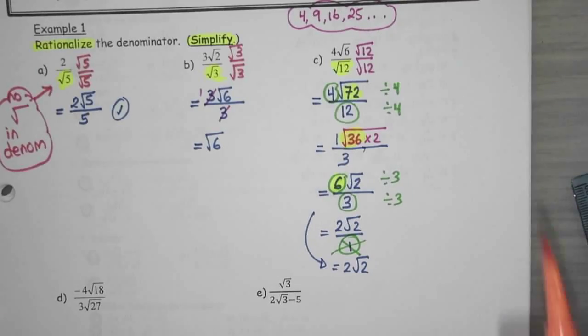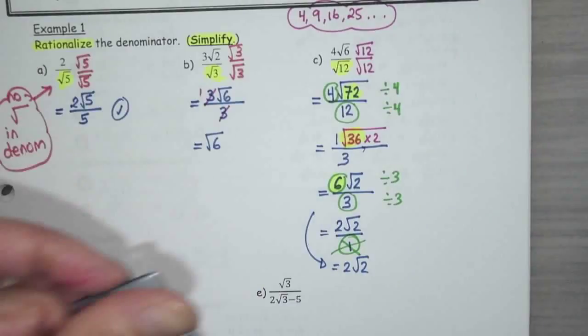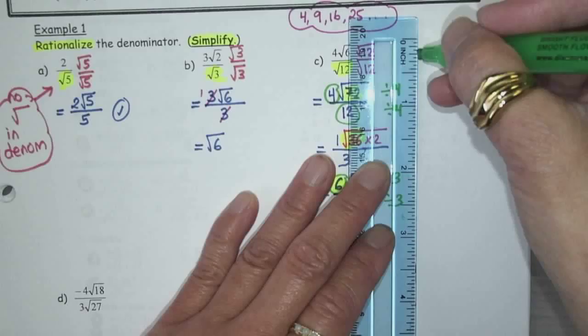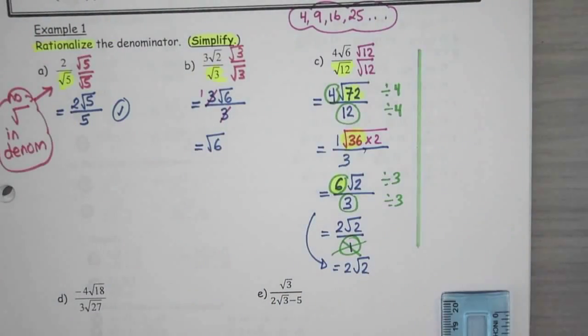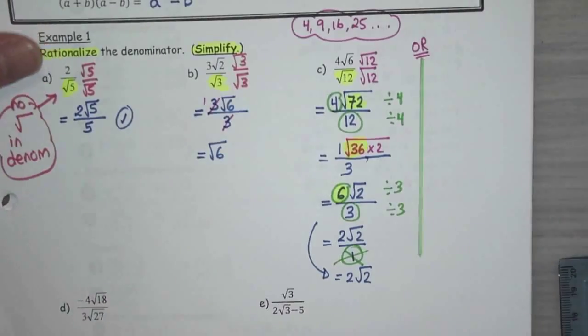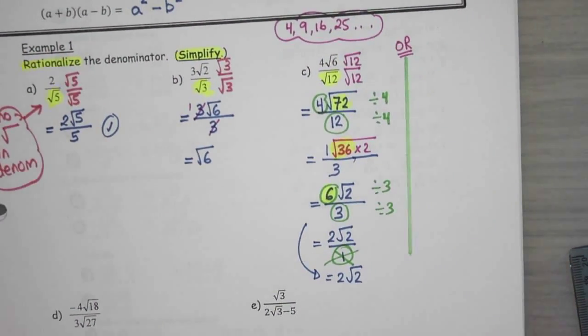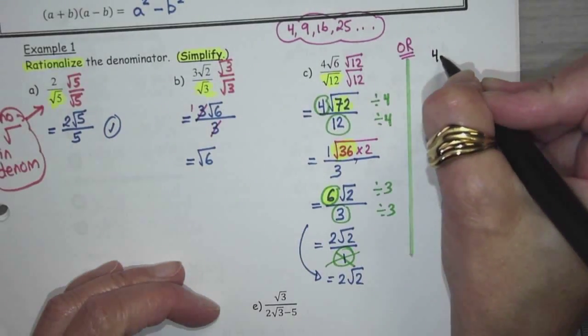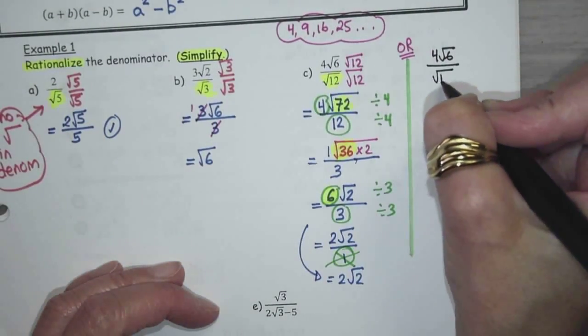All right, so that's one way. That's beautiful, perfectly good. Also, there are two other ways. I can't fit two other ways, so I'm going to do one other way. I'm going to rewrite the question. So my question is 4 root 6 over root 12.